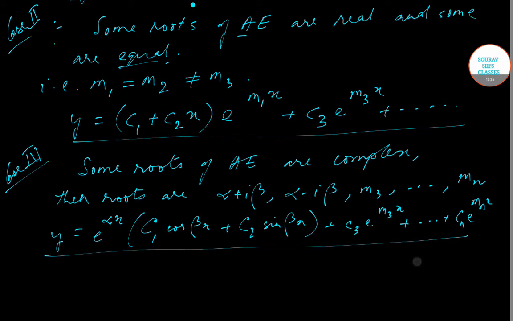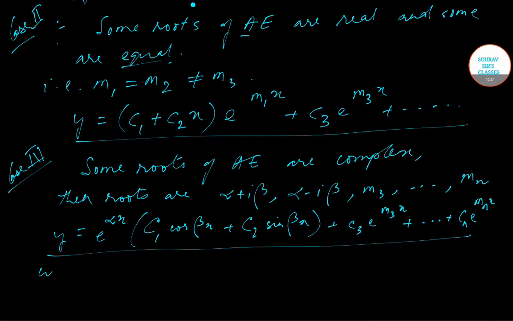Now there is another thing to be considered, where capital C1 is equal to small c1 plus small c2 and capital C2 is equal to i into small c1 minus small c2. So these are things that you need to keep in mind.